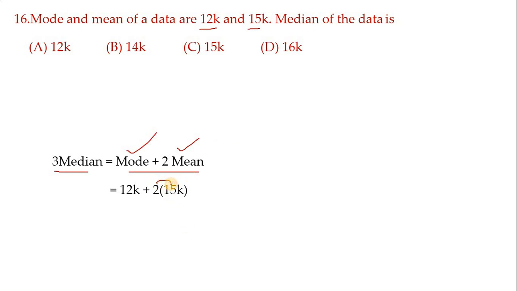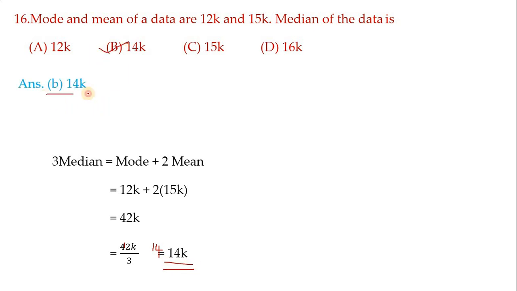Now multiply this. 2 into 15 is how much? 30k. 30 added to 12 we get 42k. Now here 3 is there, children. Don't forget that. You transfer that 3 to this side, and it becomes the denominator: 42k by 3. 3 ones are 3 and 3 fours are 12. So the answer is how much? That is 14k. So option B is correct, 14k.